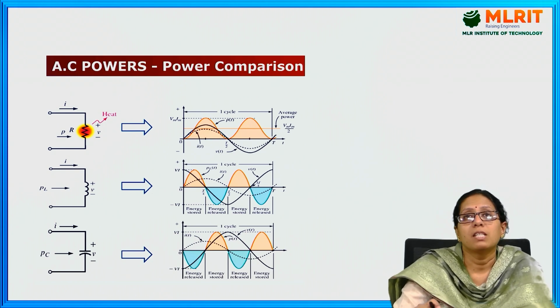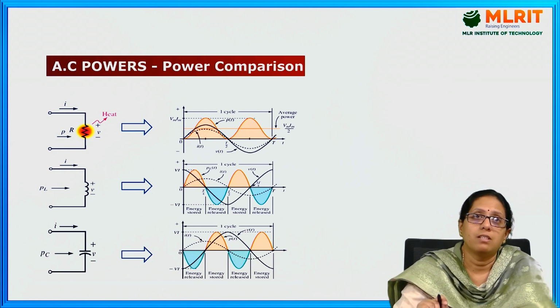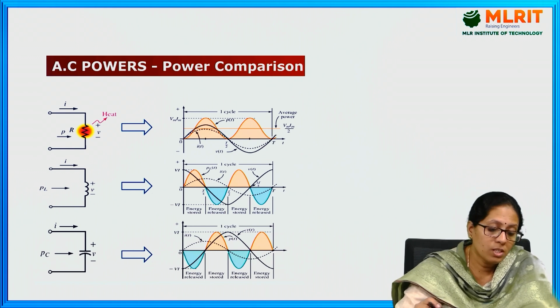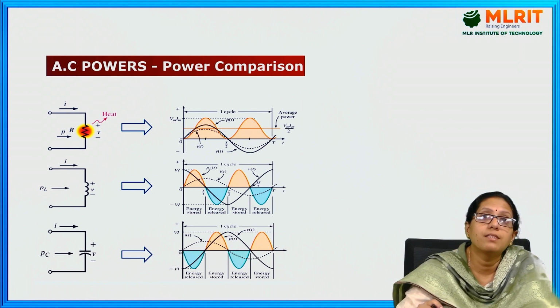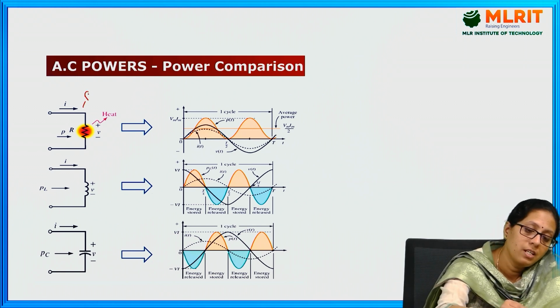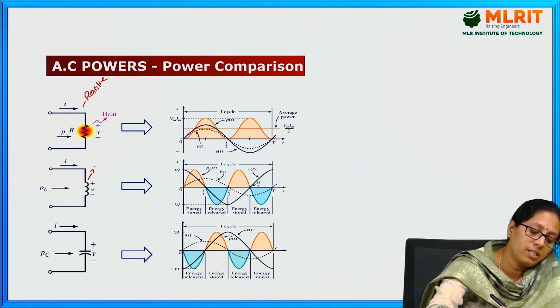AC powers as well as power comparisons. Here you can see different types of loads. The first one is the resistive load, or a heat load, which provides heat. This second picture, this one is the inductive load. This one is the capacitive load.